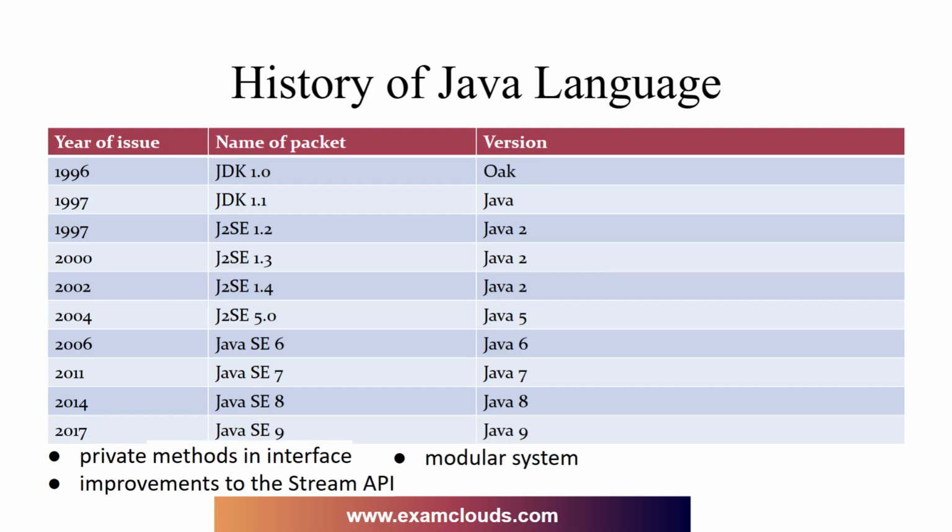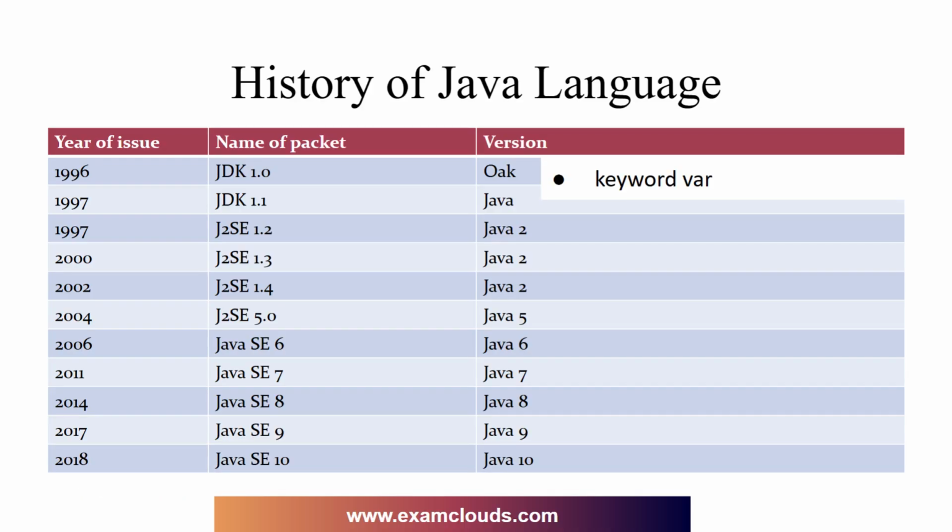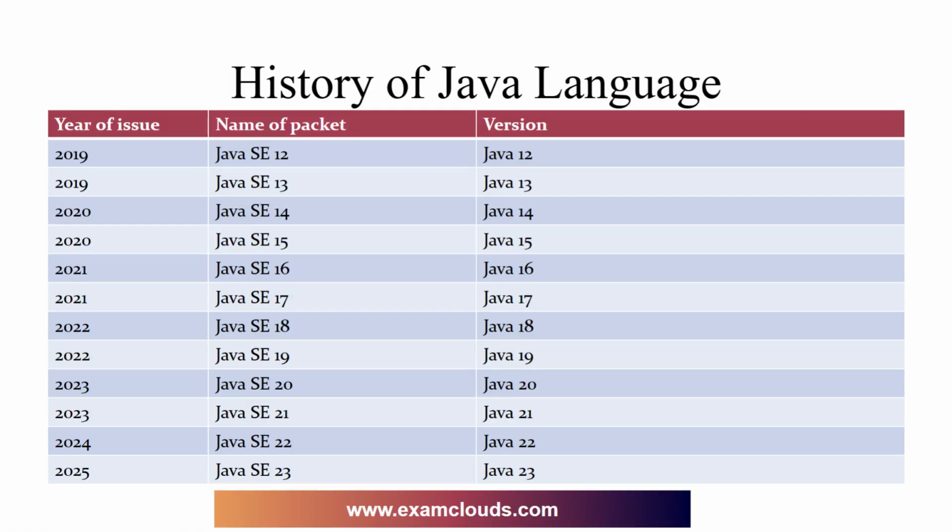The ninth version of Java added private methods in interfaces, a modular system, and some improvements to the Stream API. The 10th version of Java added the var keyword. And starting from this time, the decision was made to release 2 versions each year. So one Java version comes in September and a second version comes in March.